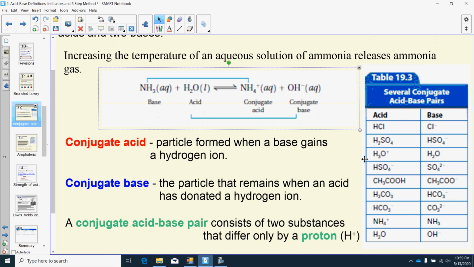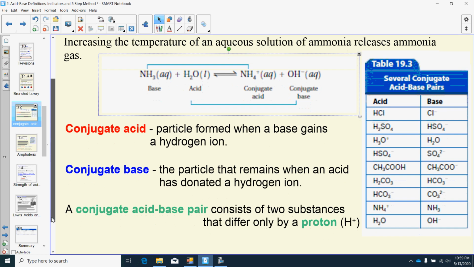So here's a smaller version of our acid-base table, and you can see these acids and conjugate bases here. A conjugate acid-base pair, or sometimes just an acid-base pair, is when you are looking at the base and what it looks like after it accepts an H, or for acids, after it donates an H. So they have to differ by a proton, by an H: NH4 and NH3, H2O and OH, HCO3 and CO3.